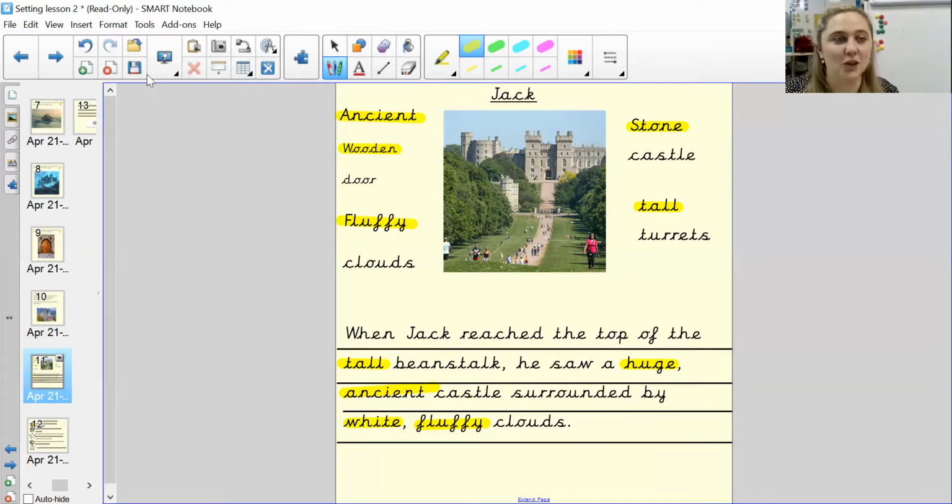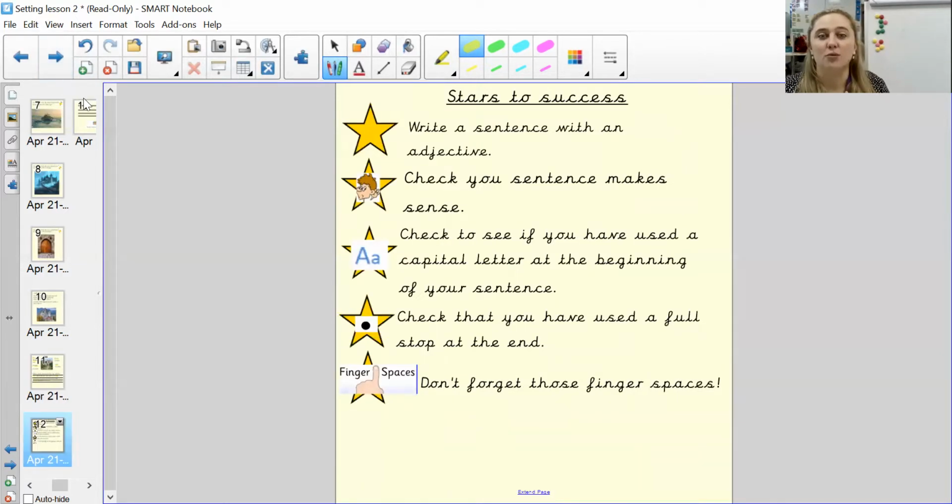Okay, it is your turn. So here is your checklist. You're going to write a sentence with an adjective. You're going to read your sentences out loud. Make sure they make sense. Make sure you've got capital letters, full stops, and finger spaces, okay? Make sure you post that work to Tapestry so that I can have a look.